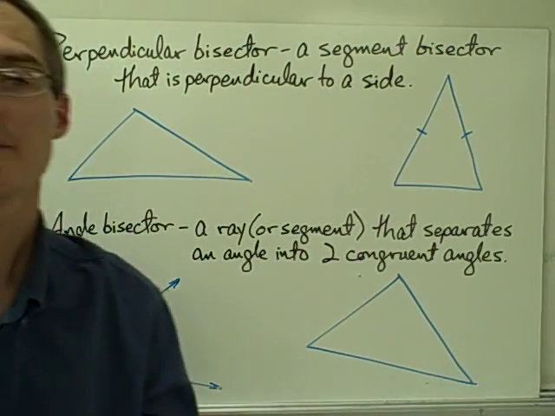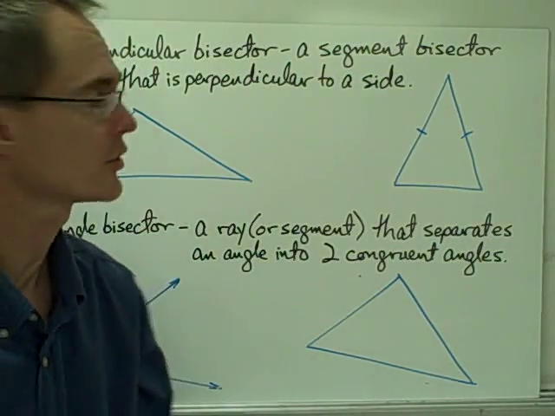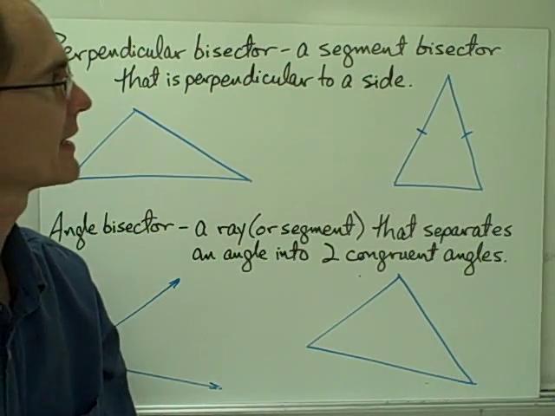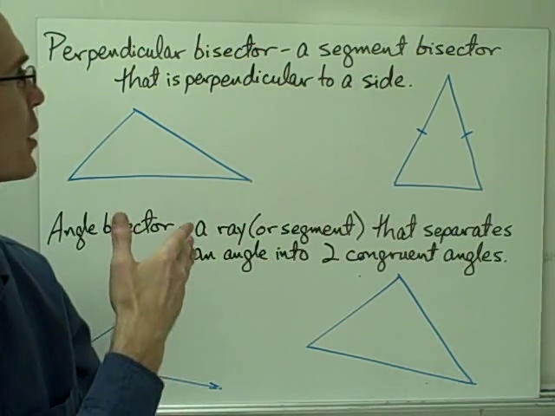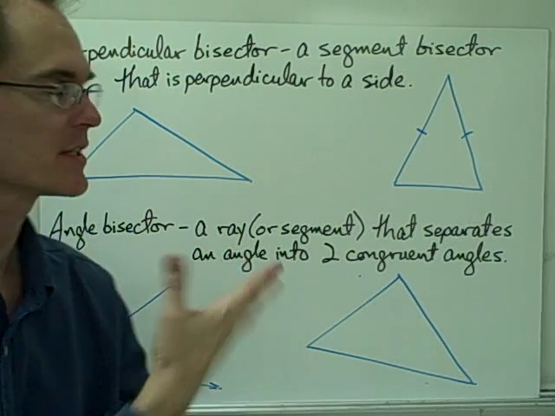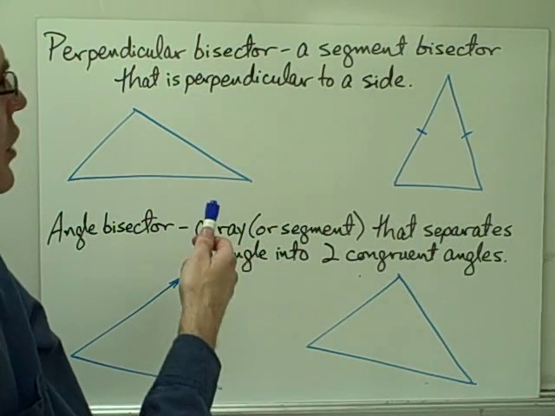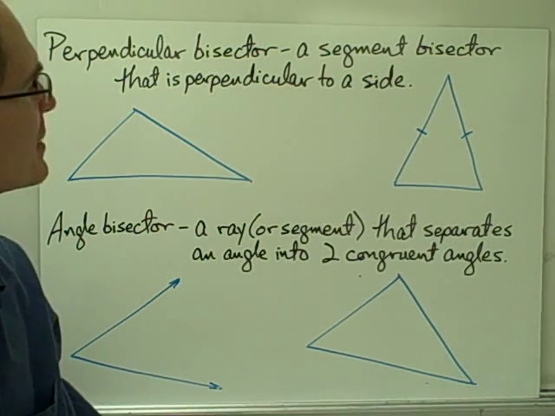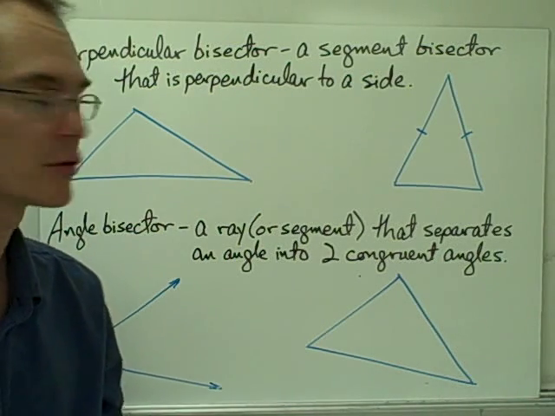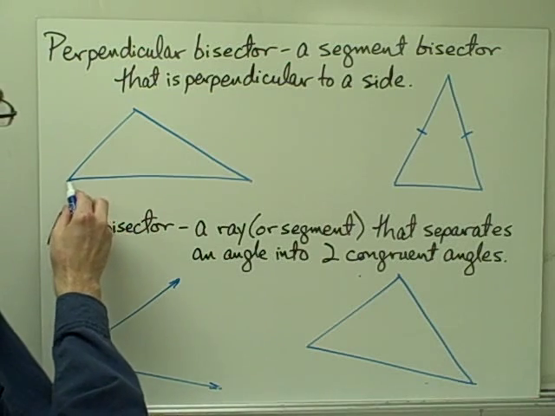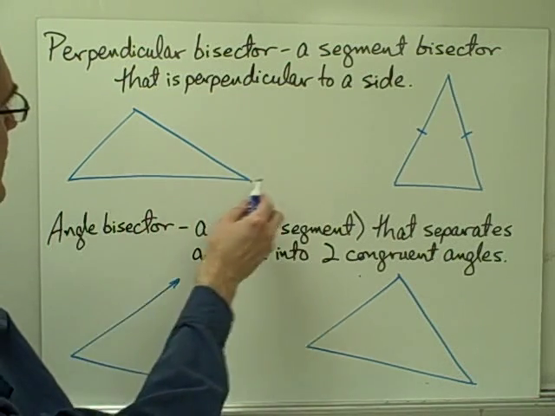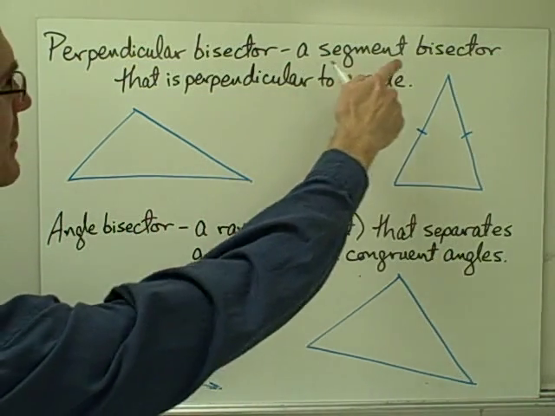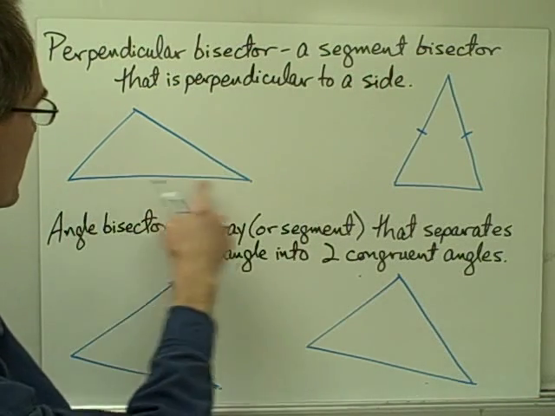All right, next we want to talk about the perpendicular bisector. Now this is a term we've already talked about in class with regard to segments. Now we're going to talk about it specifically with regard to triangles. A perpendicular bisector with regard to triangles means a segment bisector that is perpendicular to a side. So for example, let's say I'm talking about this bottom side of this triangle. I need a segment bisector perpendicular to this side.